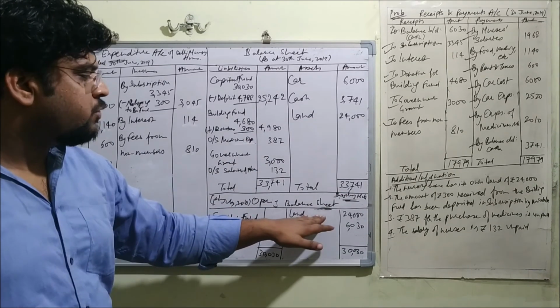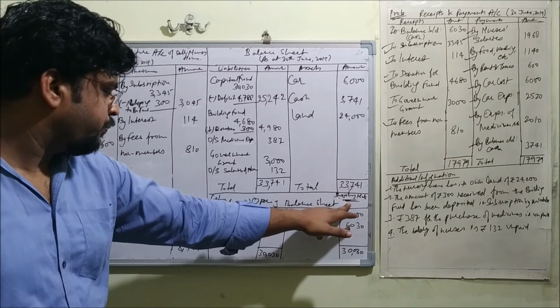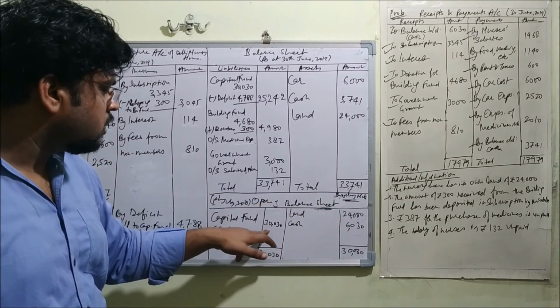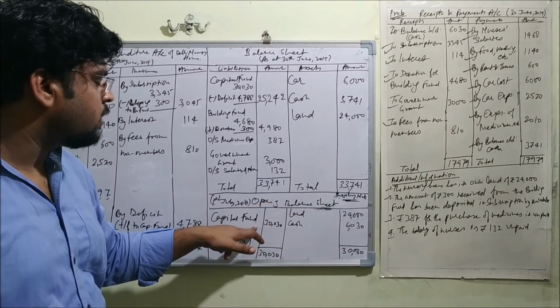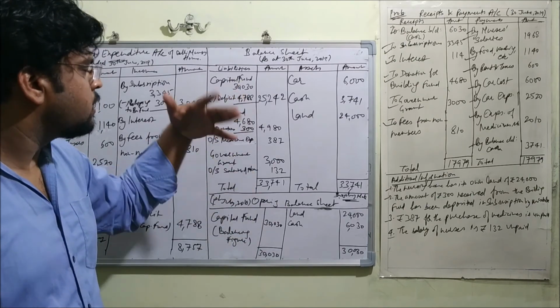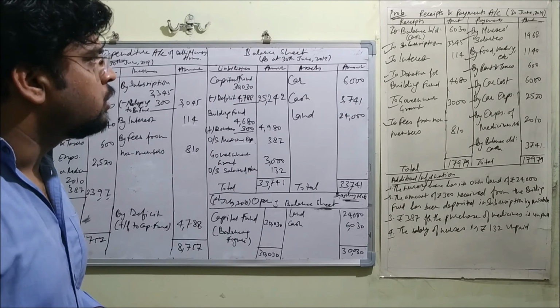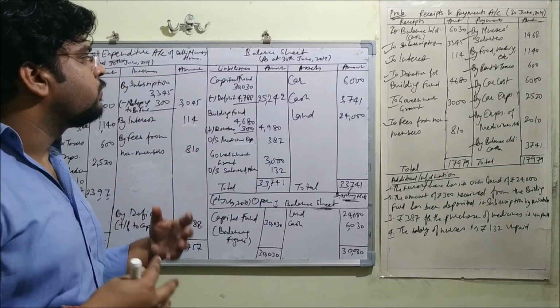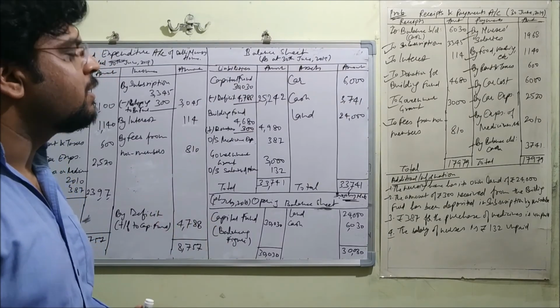Now you can see the opening balance sheet is prepared in the working note. Why is it prepared? Just to get this opening balance of the capital fund, because it is required here. Okay, so this is one kind of question. You can practice some more questions. From wherever you get a question, start practicing.